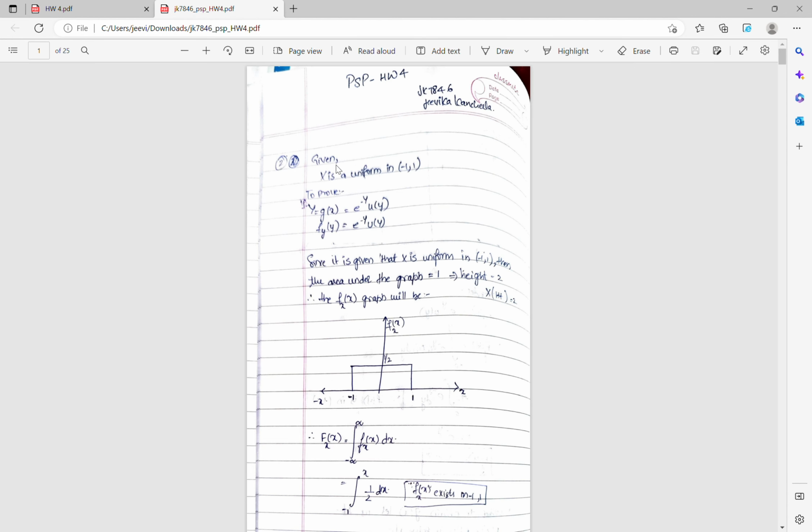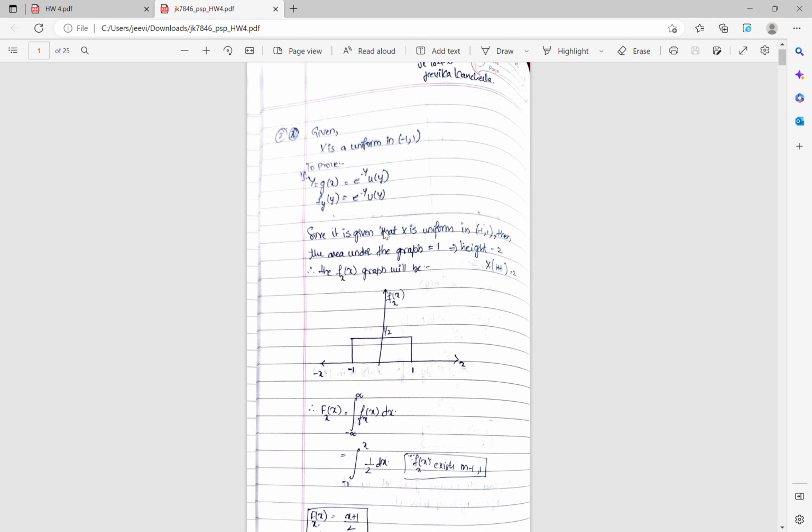It is given that x is uniform in -1 to 1. We are supposed to find y equal to g of x, such that f of y, the probability distribution function, is equal to e power minus y into u of y. We're supposed to prove these two.